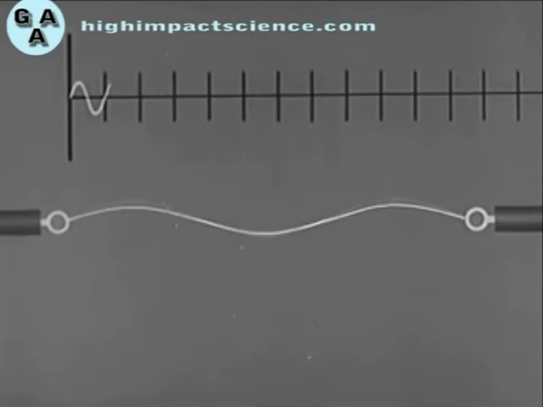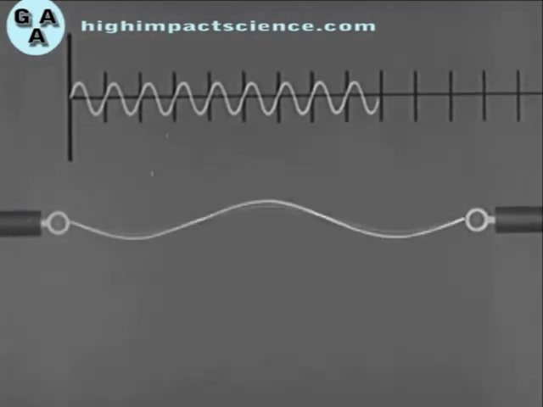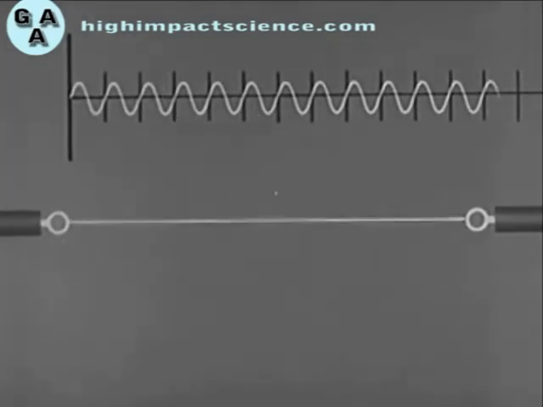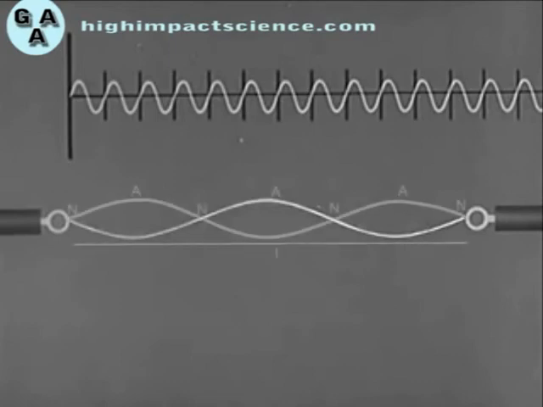Second overtone, or the third harmonic. This is obtained by plucking the string in the middle while touching the string 1/3 of the way from one end. The waveform obtained is as shown on the screen. L is equal to 3 lambda 2 over 2, where lambda 2 is the wavelength of the second overtone. Lambda 2 is equal to 2L over 3, and hence F2 is equal to 3V over 2L.